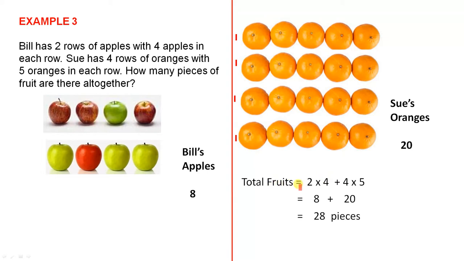So the total number of fruits, all we did was 2 times 4 gives you 8. That's there. 4 times 5 gives you 20. That's there. 8 plus 20, 28 pieces altogether.